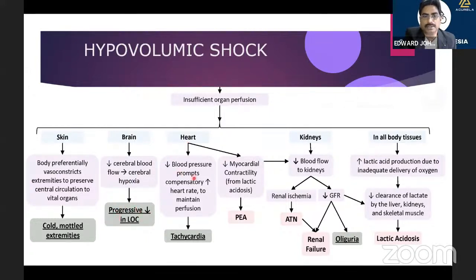In the heart, there is a compensatory tachycardia, and further compromise will lead to pulseless electrical activity. In the kidney, the blood flow is reduced, so renal ischemia ultimately leads to acute tubular necrosis, and your reduced glomerular filtration rate leads to oliguria and ultimately renal failure, which is the end organ damage. In all other organs, because of the short supply of oxygen, anaerobic metabolism leads to formation of lactic acidosis.